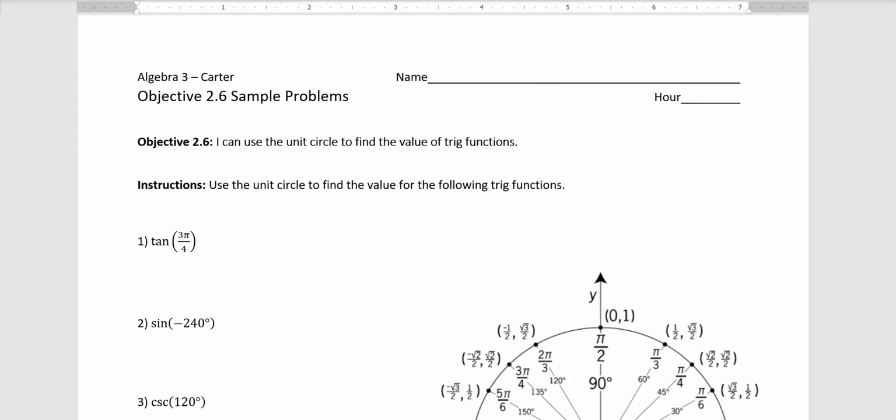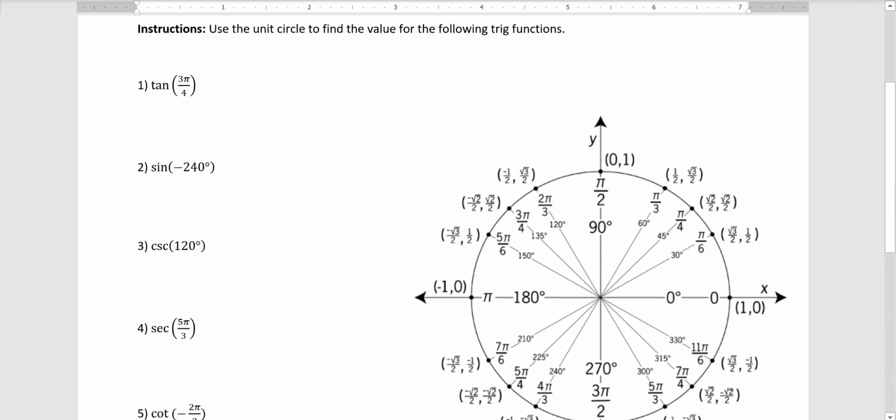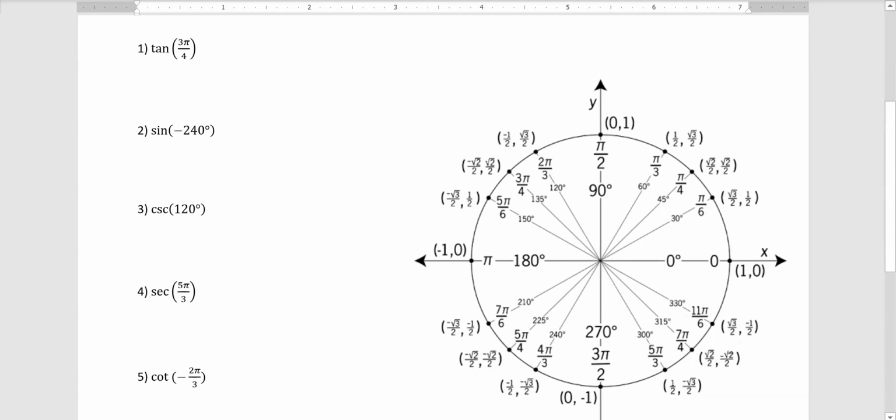Hello! Welcome to our Objective 2.6 sample problems, where we are going to further practice Objective 2.6, using the unit circle to find the value of trig functions. So let's get started with number 1 here, tangent of 3 pi over 4.